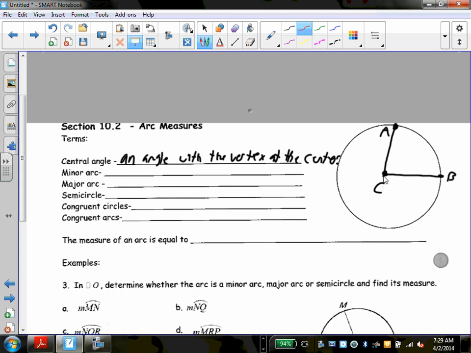The space in between, actually I don't want to start there. I want to start with semicircle. A semicircle is basically a central angle with endpoints on a diameter.